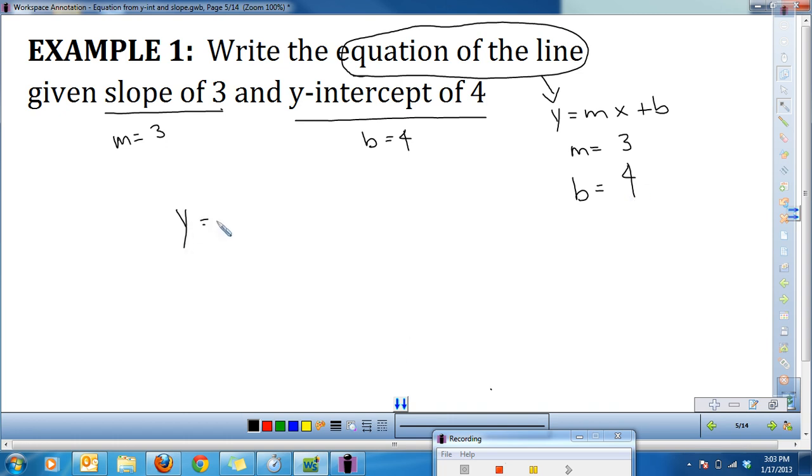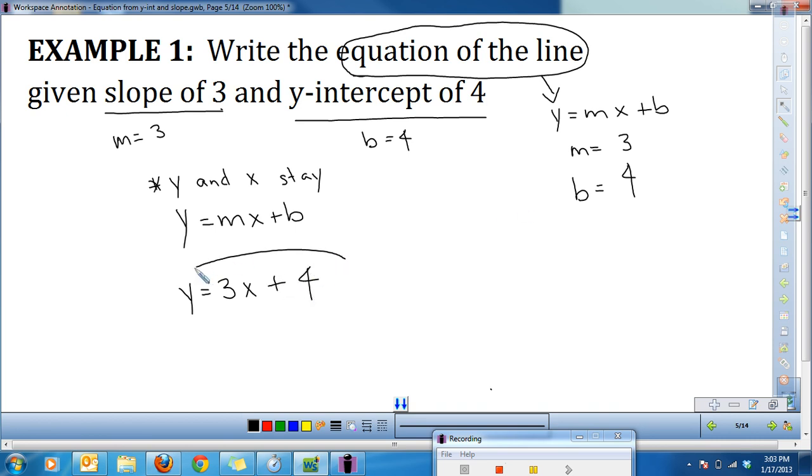My equation needs to look like y equals mx plus b. So now I'm going to plug in my numbers. Your y and your x stay. So I'm going to write y equals, m is 3, x stays, plus b, which is 4. Now before I move on, I'm going to double check. I don't have any forms here that I can't have. Whole numbers are good for both. So my equation in y-intercept form is y equals 3x plus 4.